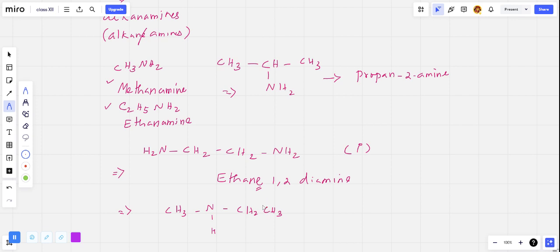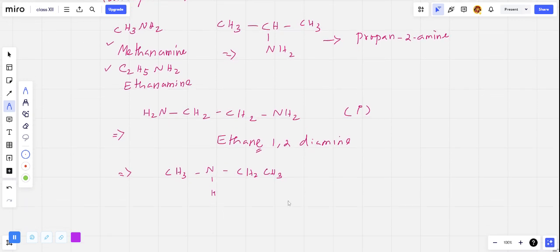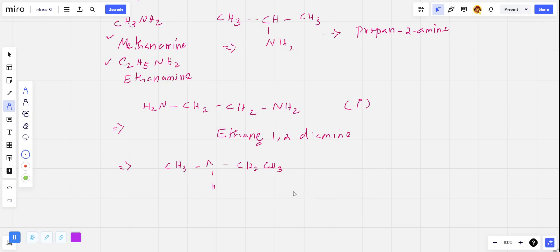This is the secondary amine, right? How are we going to name it? Each alkyl group bonded to the nitrogen atom is named as an N-alkyl group. The name of this one is N-methyl ethanamine. Here you should not write the E.